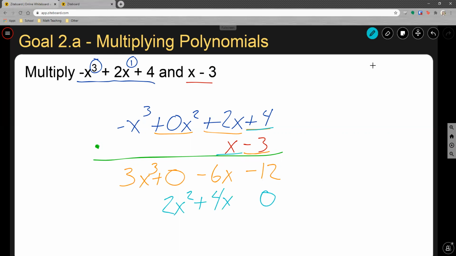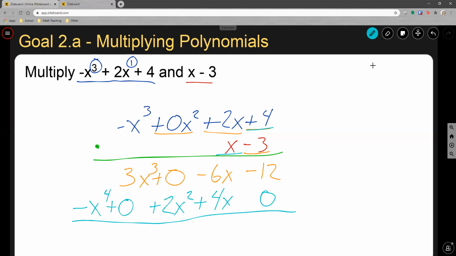X times 0x squared is going to give me 0x to the third. And x times negative x to the third is going to give me negative x to the fourth. I didn't really need to write x to the third there. I think that was just habit. It's just a 0. 0 times anything is going to be 0.